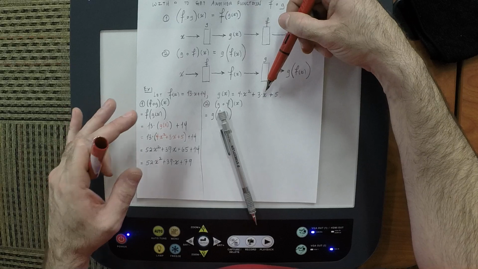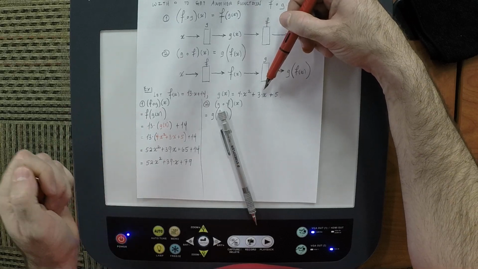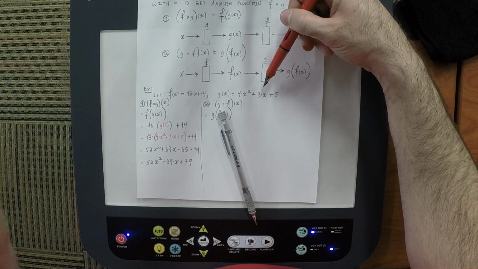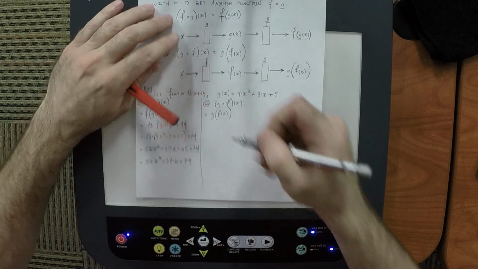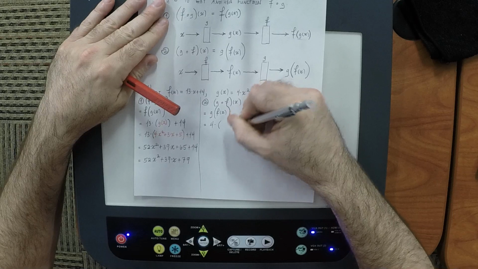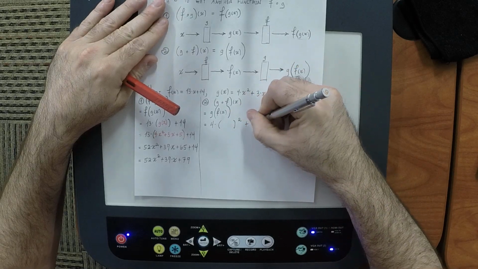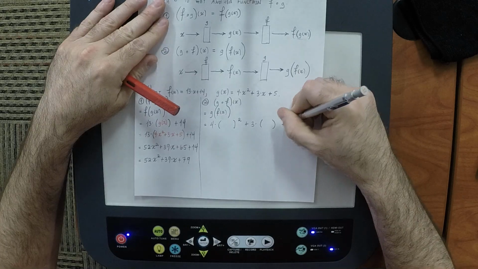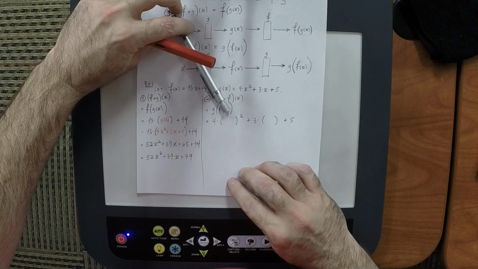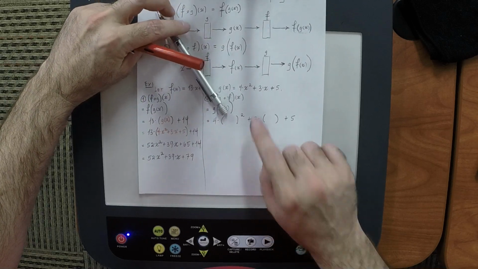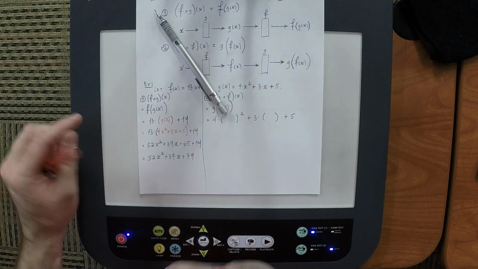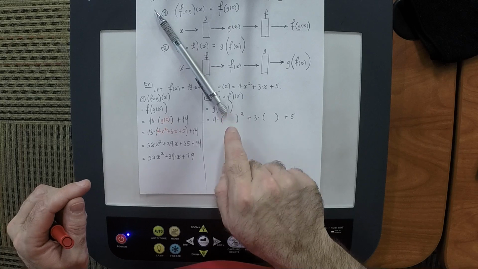So every place that we see an x, we're going to write a slot, a big pair of open parentheses into which we can put something. So it'll look like 4 times slot squared plus 3 times slot, add 5. So that's what it looks like, because in g's formula, we used x twice, and those are the places that we used them. So whatever I uncover, that's what we need to write in there.